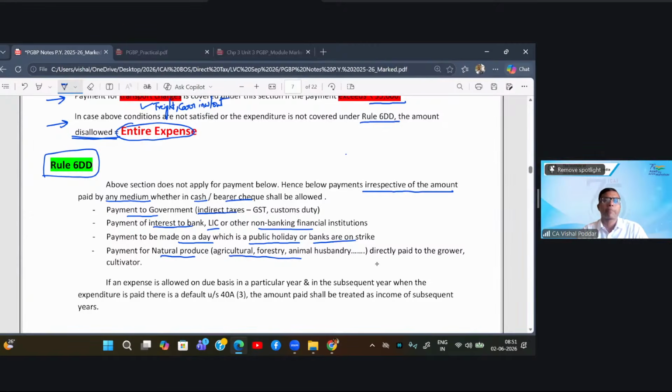Now whenever you are making payment for these mangoes, if you are making payment directly to the grower cultivator, that is, you have purchased it not from a trader, but from the farmer itself who is growing those mango trees. So when the payment is of any natural produce, like in my example it is a fruit, and the payment is made directly to the farmer, the grower, the cultivator, then the above restriction does not apply.